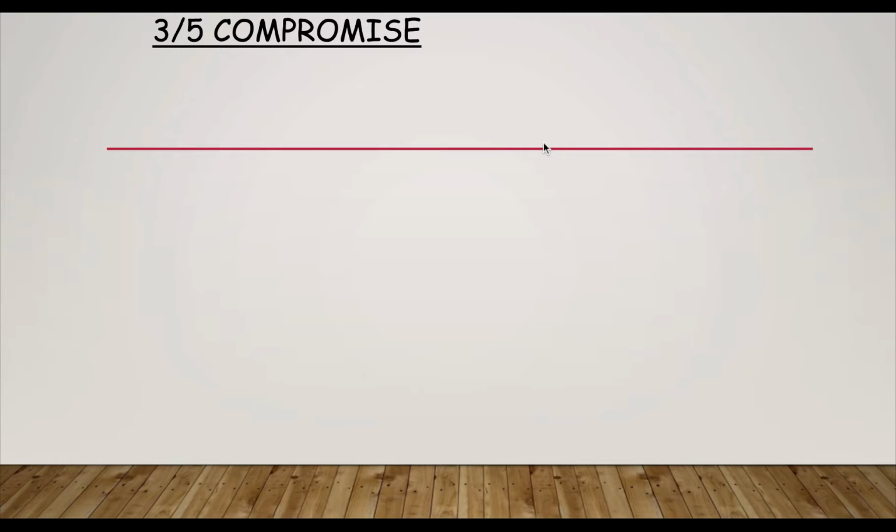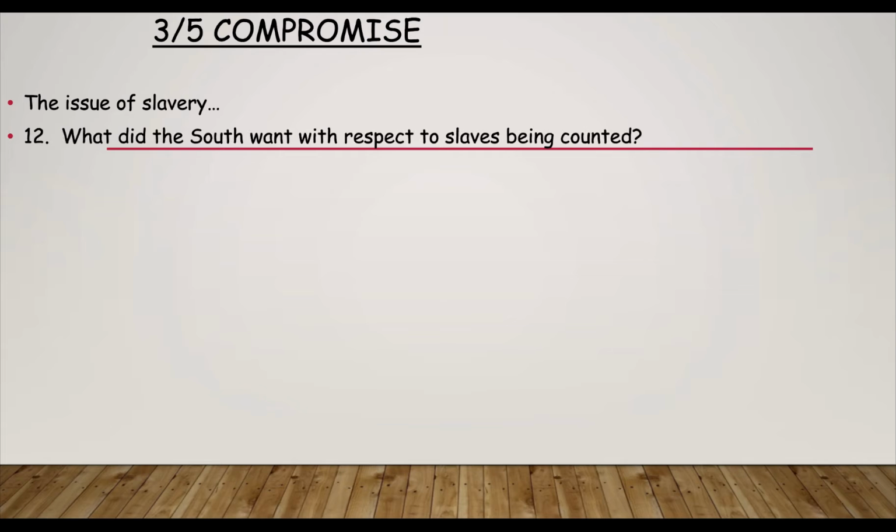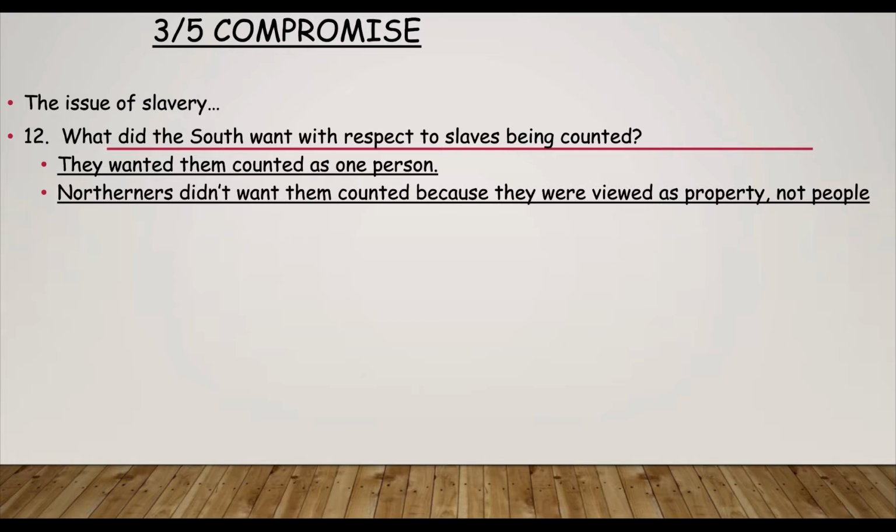So after watching the Edpuzzle, we can continue with the notes. The issue of slavery, and this is question number 12. What did the South want with respect to slaves being counted? The southern states wanted them to be counted as one person, because if you count them as one person, they have more people, more representatives. Northern states didn't want them to be counted at all. They argued that southern states viewed slaves as property and not people.